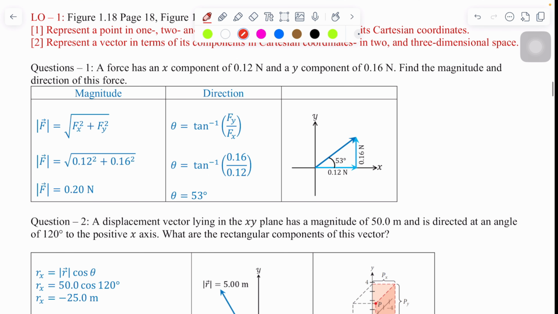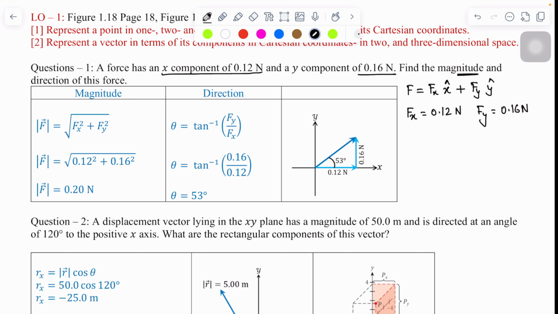So we have question number 1. What is question number 1? A force has an x component. So it means we have Fx, or you can say F should be equal to Fx x cap plus Fy y cap. Is it fine? So what is the value of Fx? Fx is 0.12 Newton. Okay. And a y component, Fy, is equal to 0.16 Newton. Clear? Find the magnitude and direction.